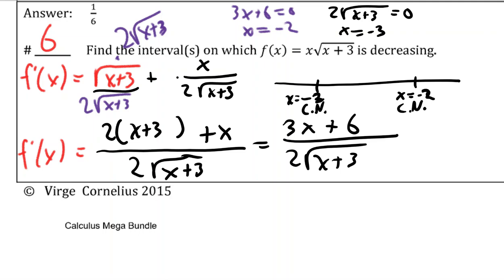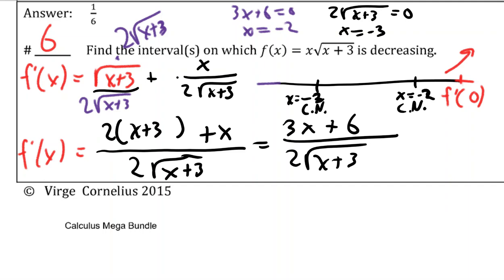So to know if it was increasing or decreasing to the right of this, we need to plug in any number to the right of -2, like maybe 0. We plug that into the first derivative. If you care about increasing, decreasing, you'd be left with a positive over a positive. So the derivative is positive, so the function is increasing.